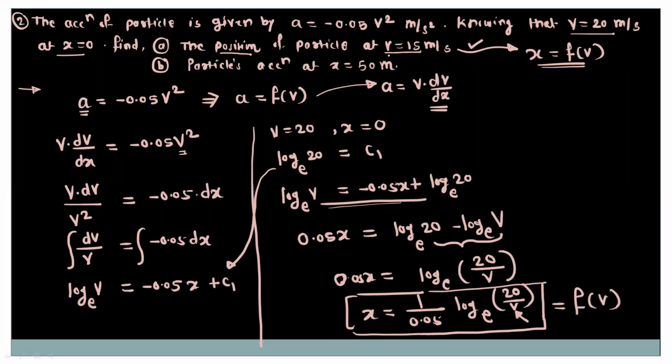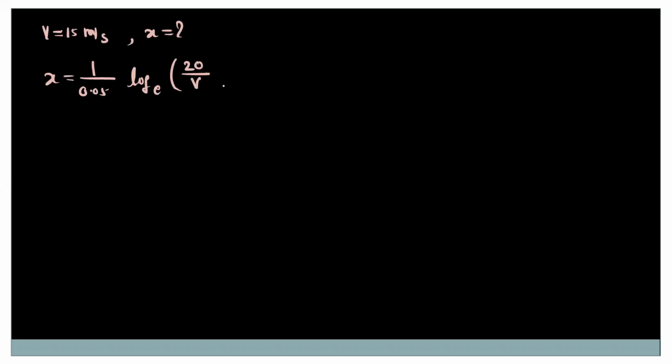Now you can use this condition, v = 15. What is the value of position? At v = 15 meter per second, what is the value of x? So x is equal to 1 upon 0.05 log to the base e of 20 upon v. So put v = 15 in this equation.